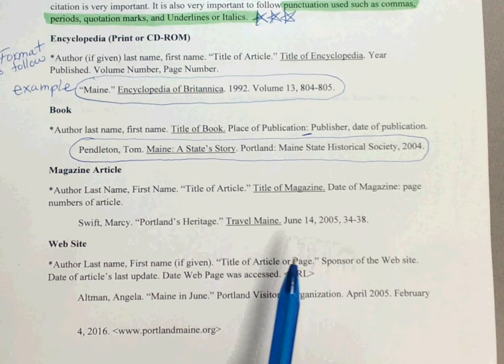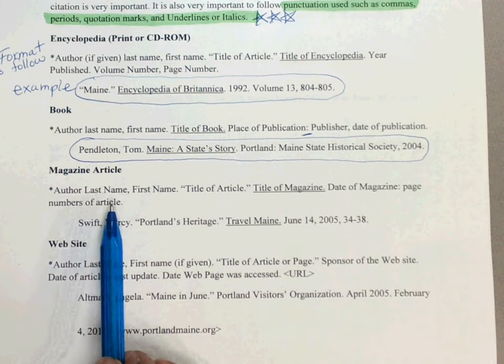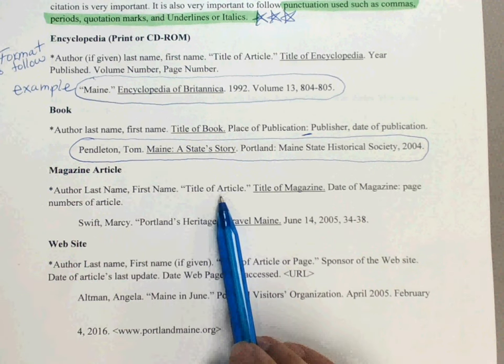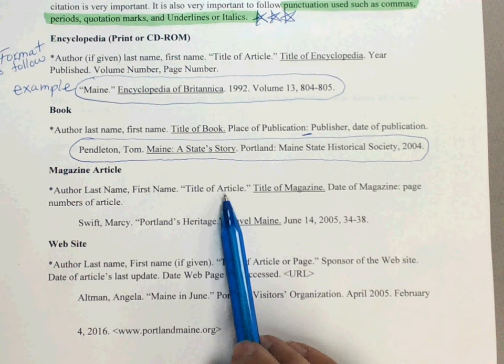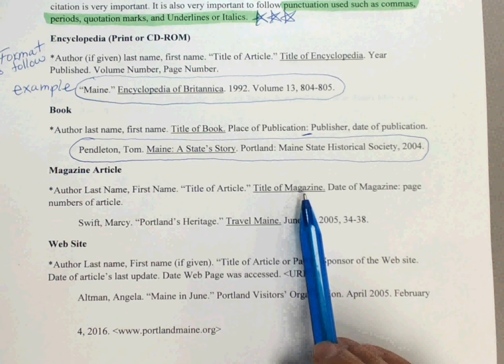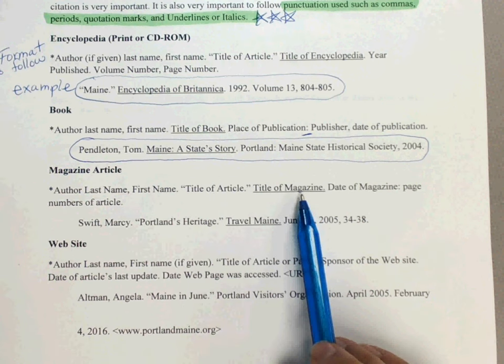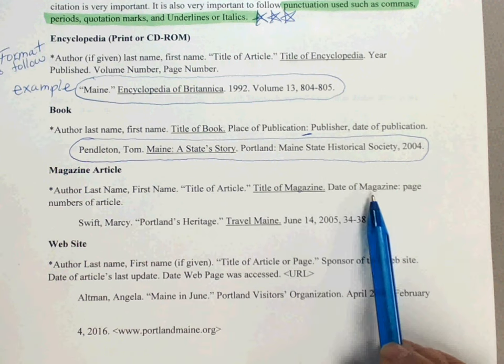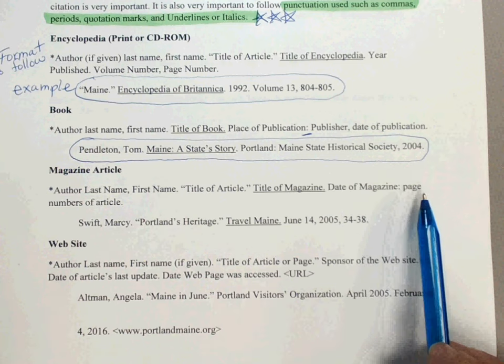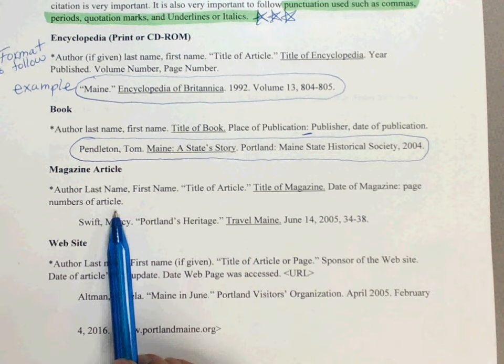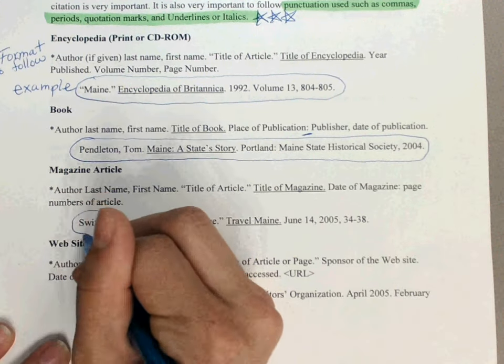For a magazine article, you're going to follow author last name, comma, first name, period, title of article, period, in quotations, title of magazine, period, underlined or italicized, date of magazine, colon, page numbers of article, period. And here's an example.